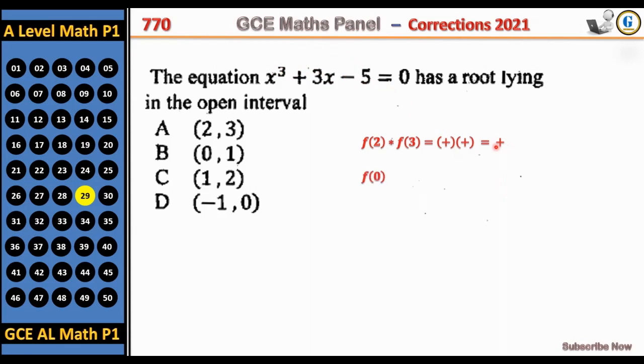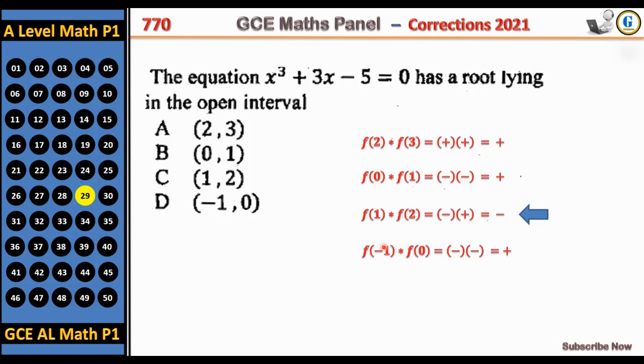Then f of 0 times f of 1 is positive. f of 1 times f of 2 will give us a positive number times a negative number, and f of minus 1 times f of 0 gives us a positive number. So the only one here that gives us negative is this third one, which therefore means that the curve crosses the x-axis only along this interval. So the root lies in this interval. So our key here is C.